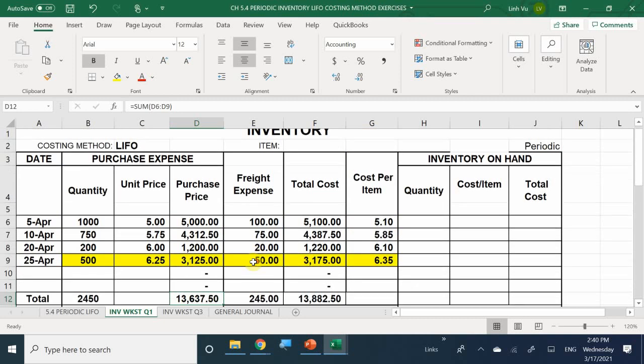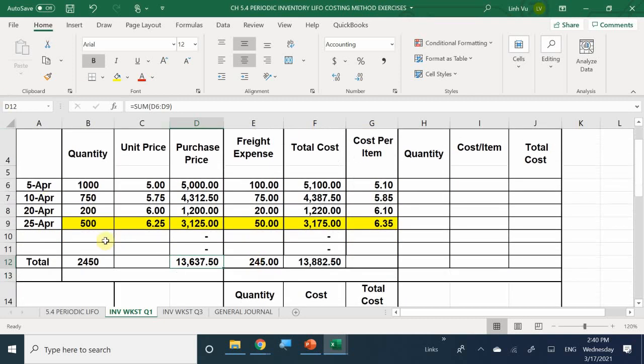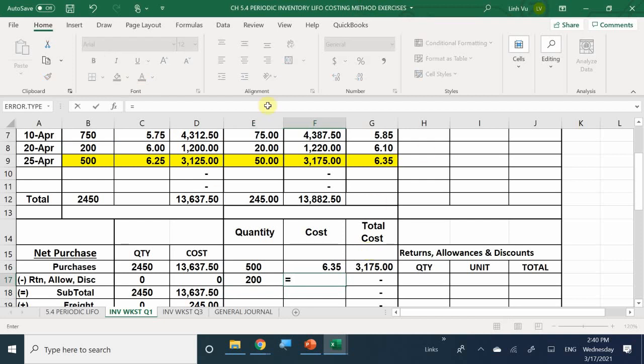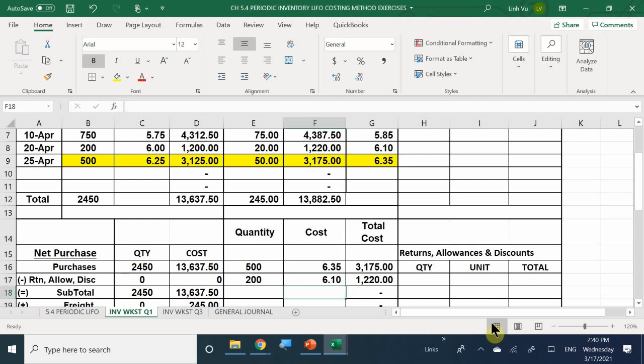So next batch, which one are you going to look at? The April 20th for the 200. So you're going to take 200 more. Are you going to take all of it or some of it? All of it. So at this point, this one cost you $6.10. So you're getting rid of the whole batch. Okay. So I'm going to make sure I'm consistent. I'm going to indicate that I got rid of this batch here. Okay. What's next? How many more do we need to keep selling?